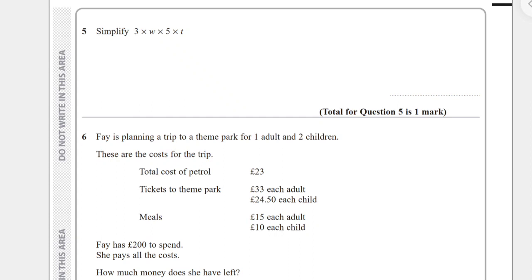Simplify 3 times W times 5 times T. So we can multiply 3 times 5, that gives us 15. So the answer would be 15WT.